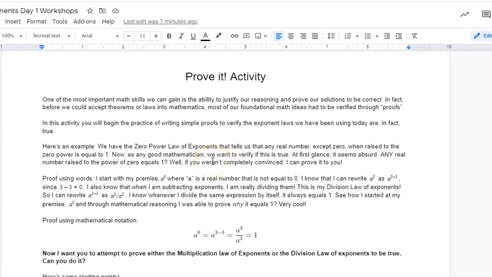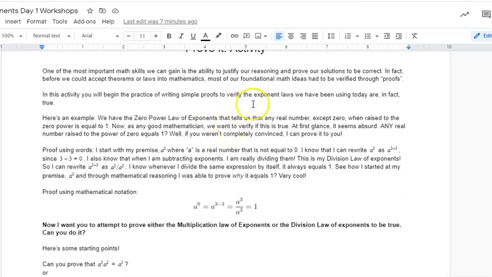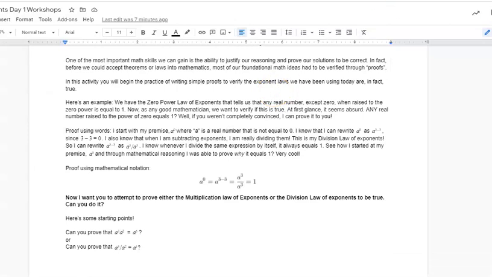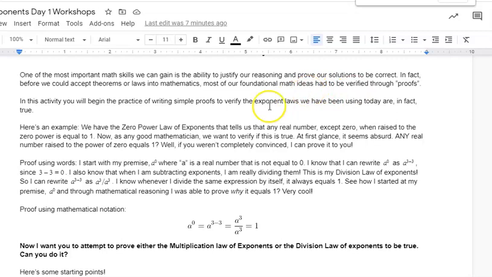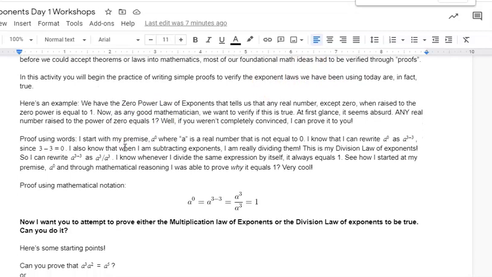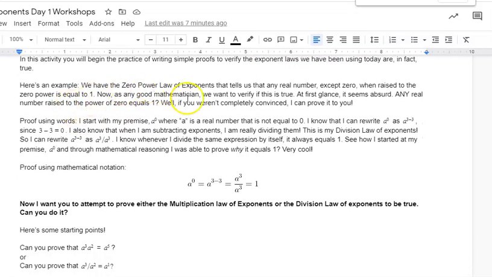Before we just use these laws and say, okay, they're true because my teacher told me they're true, I want you to prove to yourself, oh, okay, that's why it's true. Mathematically, it makes sense. So here's an example: the zero power law. The zero power law tells us that any real number except 0 when raised to a zero power is equal to 1.